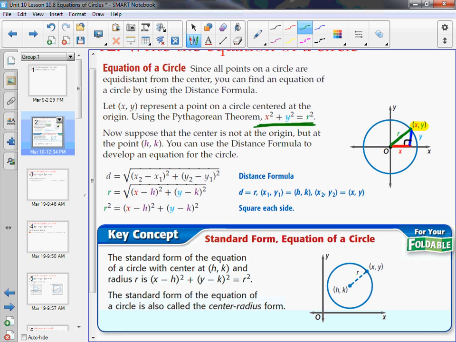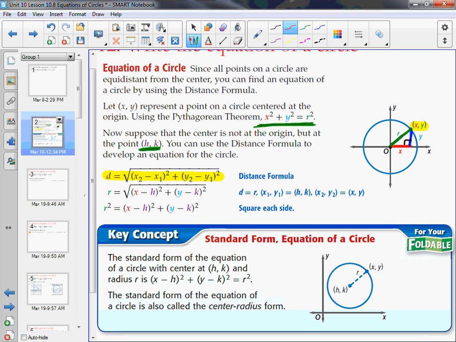Now suppose that the center is not at the origin, because they're not always going to have the center at the origin, but instead the center is the point with coordinates h, k. You can use the distance formula to develop an equation for this circle. All right? Here's how. Here's the distance formula that we all had memorized at one point, right? D for distance, not for diameter. D for distance.